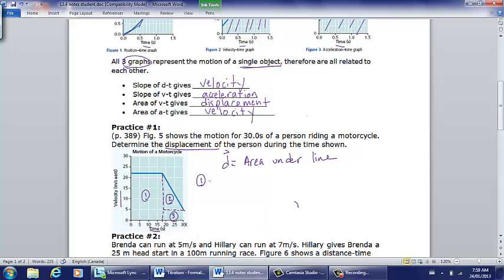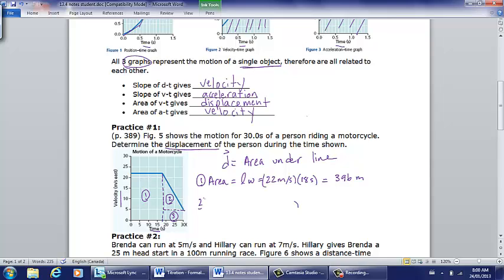Number 1, area of that shape, it's a rectangle, so it's going to be length times width. So area in this case, it goes up to about 22 meters per second. So we'll say 22 meters per second multiplied by the width, which is, I think, 18 seconds. When you work that out, you get 396 meters. So that's the displacement represented here.